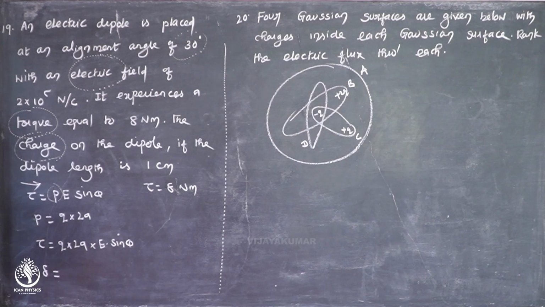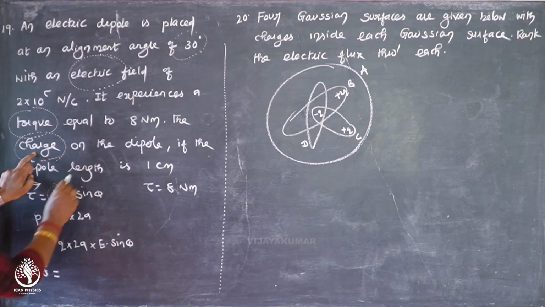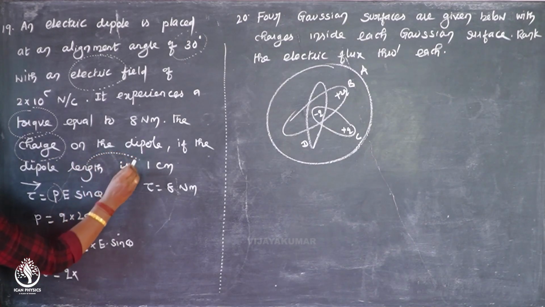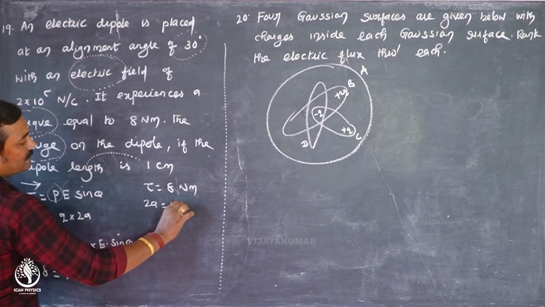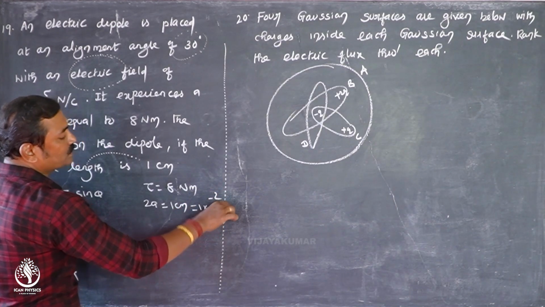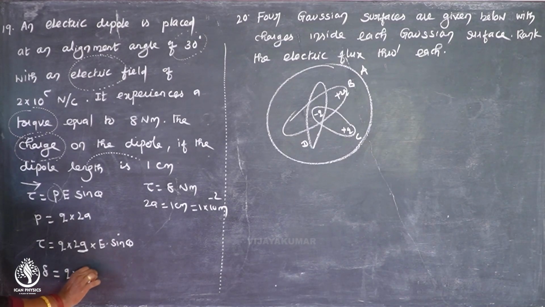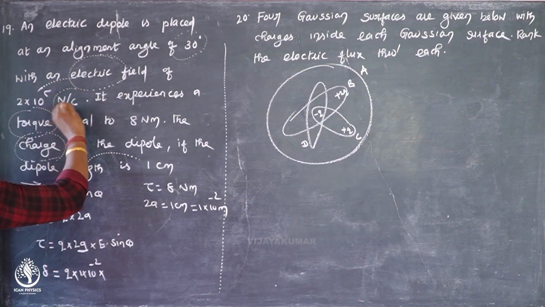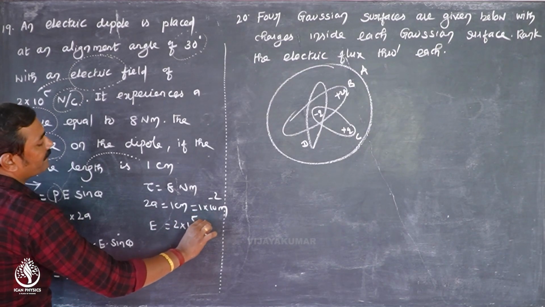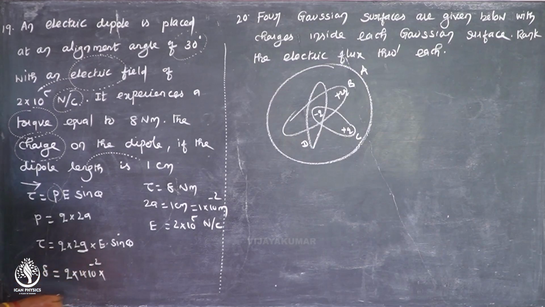Charge. So what is the question? The charge on the dipole. That one is asked. Into dipole length. So what is dipole length? 2A is 1 centimeter. Convert the centimeter into meter. So 1 into 10 to the power minus 2 meter. In electric field, the electric field is Newton per Coulomb. So E equal to 2 into 10 to the power 5 Newton per Coulomb. So instead of E, we can write 2 into 10 to the power 5.